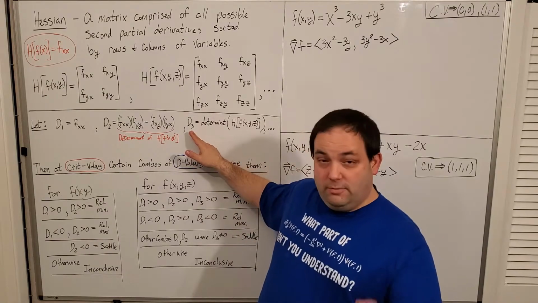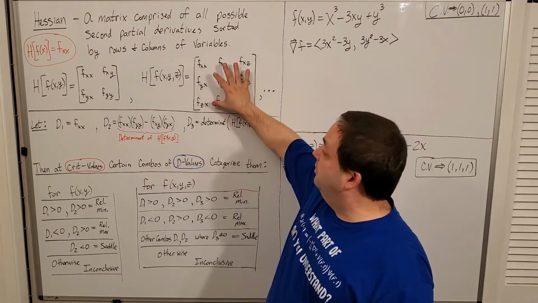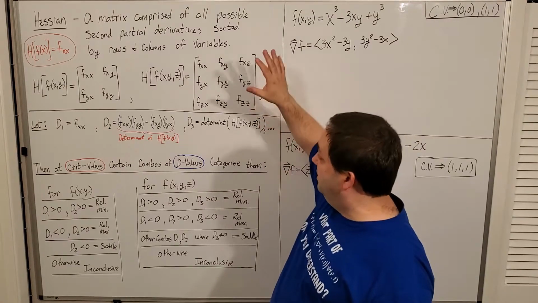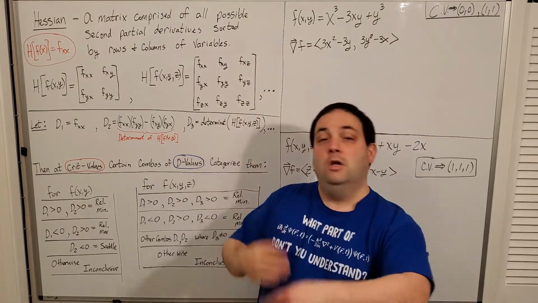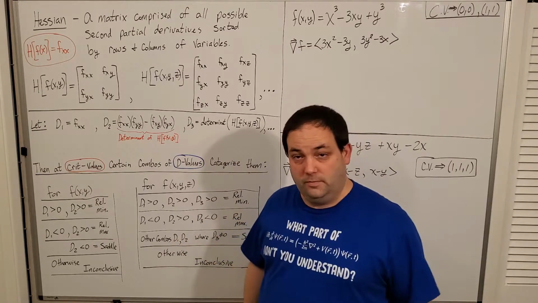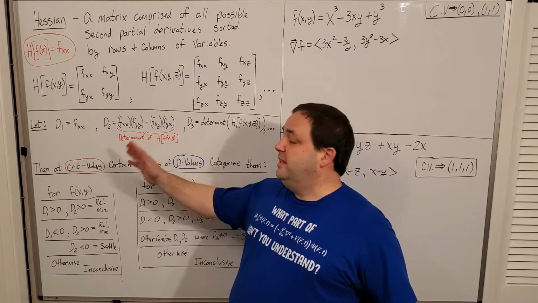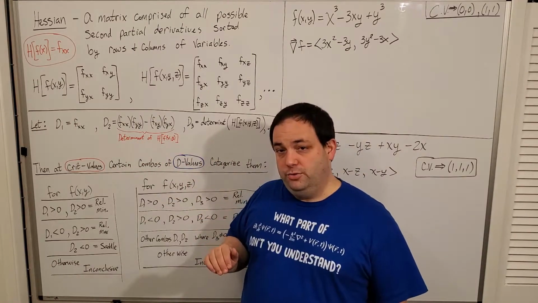So what do you think D3 is? The determinant of the 3 by 3. And if you had 4 variables, D4 would be the determinant of a 4 by 4, and so on and so on. Okay? So what do we do with these determinant values?